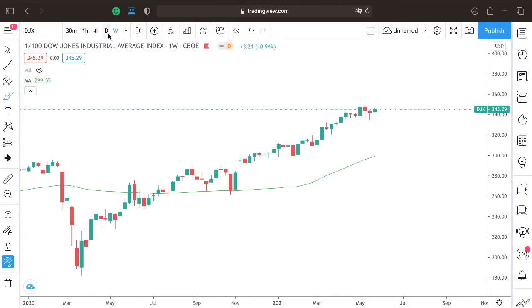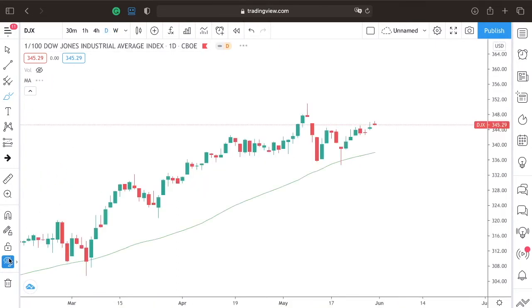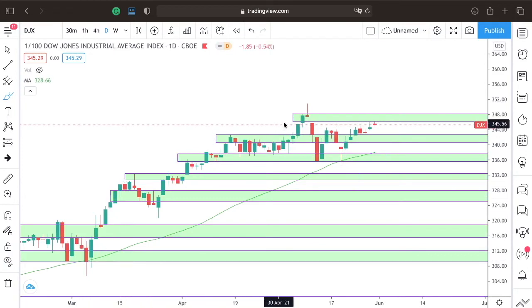Let's go on to the daily time frame and turn on our technicals. So over here, prices rose up by a lot, and then it reached this level of around $348, and we see this very bearish candlestick over here.